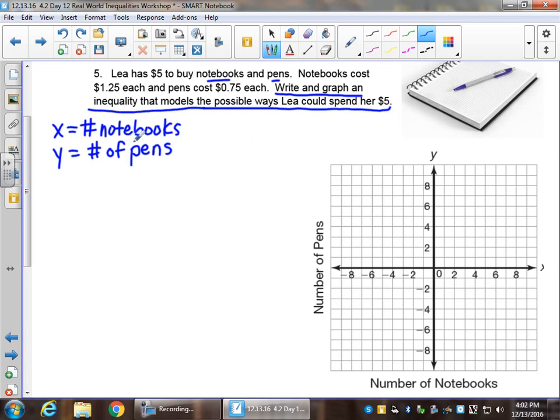Now that I've defined my variables, we can write our inequality. How much does a notebook cost? Go ahead and reread for that information. When I read, it says notebooks cost $1.25. So that will be 1.25x, $1.25 per notebook, plus pens cost 75 cents, so plus 0.75y. She can spend up to this $5. That's all she's got, so less than or equal to 5.